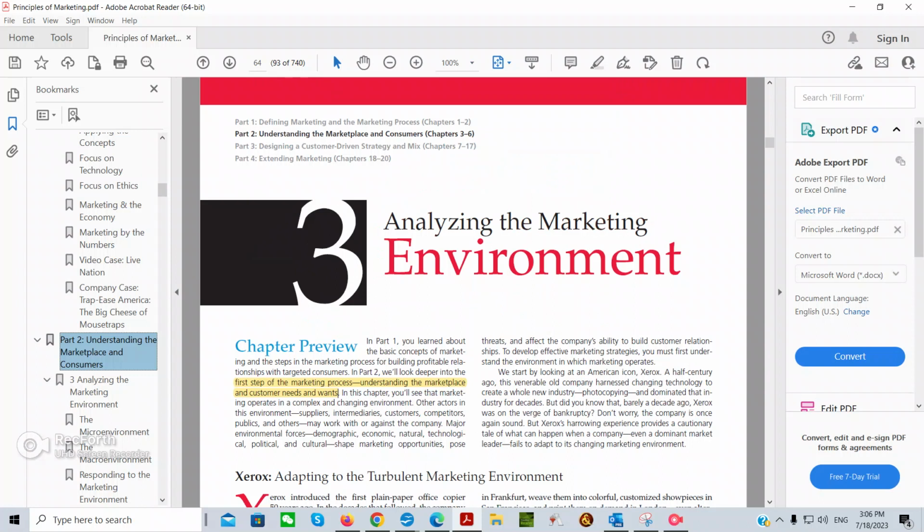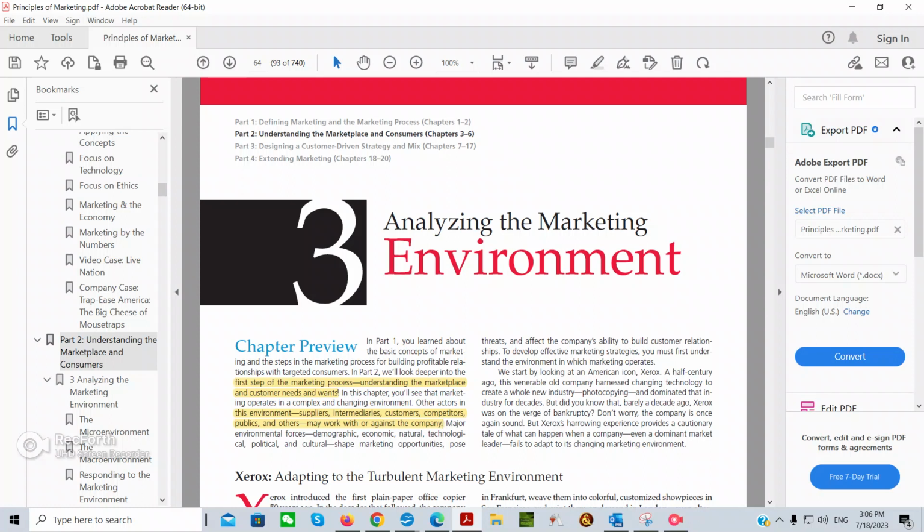Okay, now in this chapter, you'll see that marketing operates in a complex and changing environment. Other actors in the environment, such as suppliers, intermediaries, customers, competitors, and publics, and others, may work with or against the company. Now, it depends on their role in that niche. Now, if we're talking about the market, we're talking about all of the niches all together.